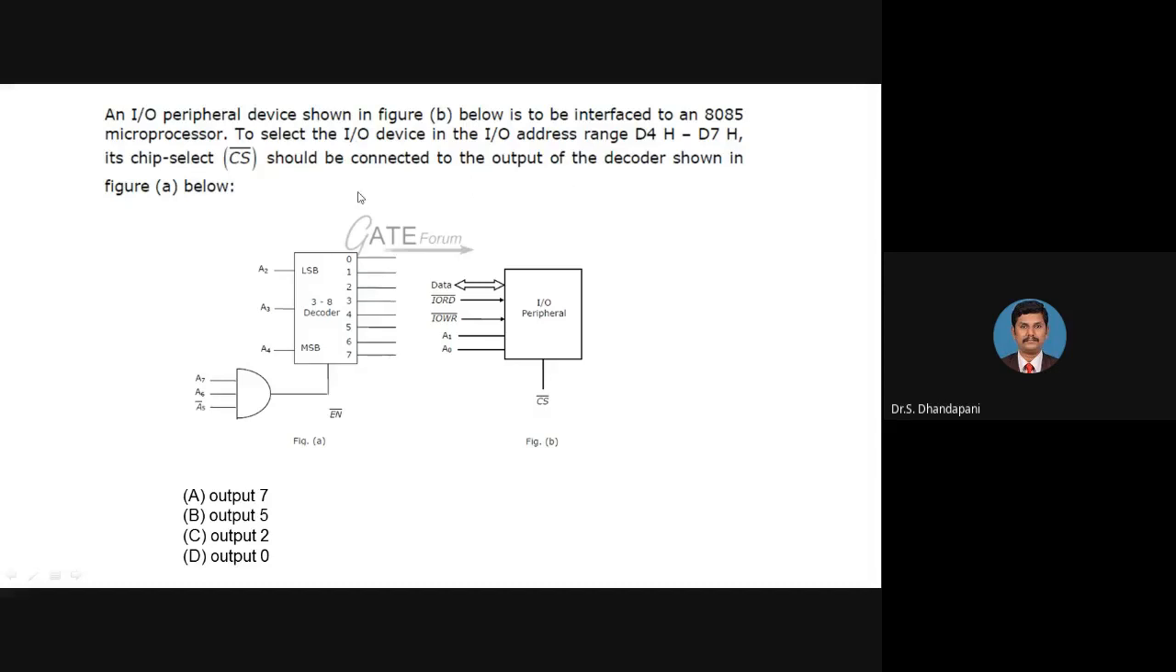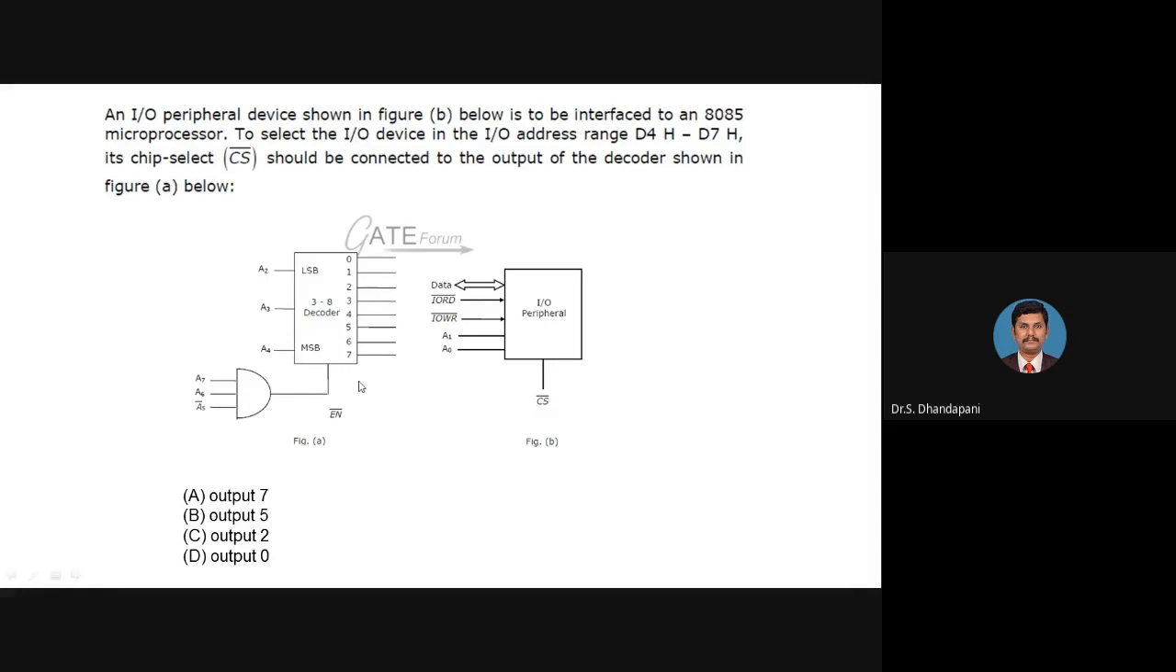The question is, we have an IO peripheral. The address range is also mentioned in the question. We need the address range D4 to D7. That means we need the addresses D4, D5, D6, D7 as per the question. For that purpose, we have to connect chip select bar. So this question is also using a decoder only.